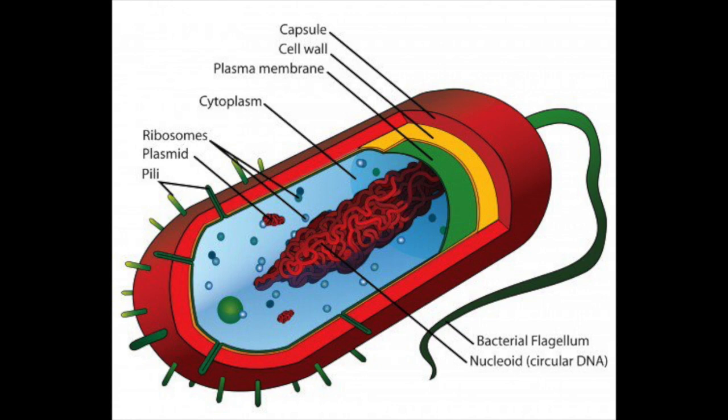The ribosomes, again, manufacture protein. The pili help the cell reproduce with other cells. And it also helps to protect the cell a little bit.